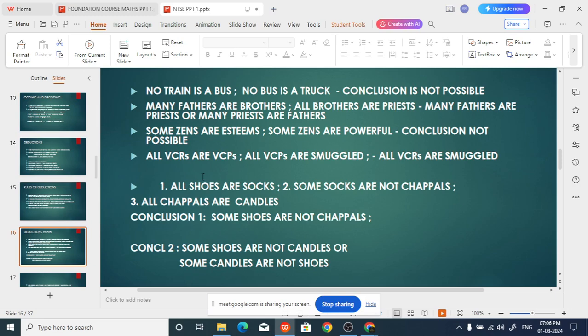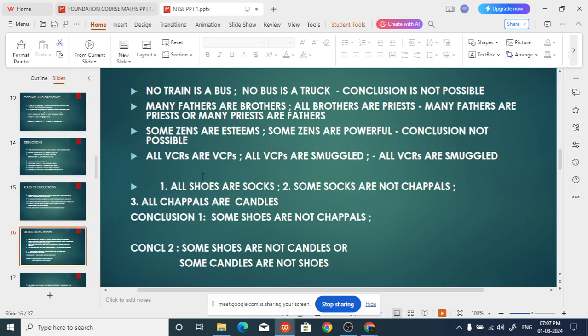All VCRs are VCPs. VCR means video cassette recorder. Nowadays these things are not required, but earlier it was like that. VCP means video cassette player. So, all VCRs are VCPs.